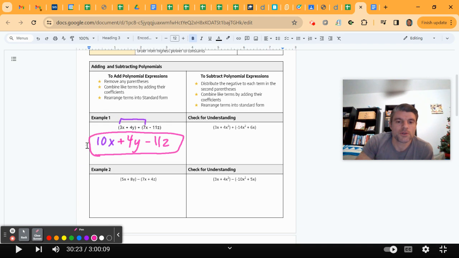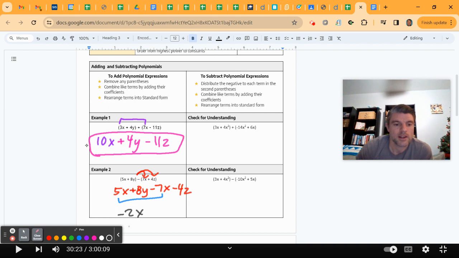Take a look at example 2. You need to distribute that negative to both terms. It's going to be 5x plus 8y minus 7x, and then change the sign for the 4z to a negative. And then we're going to combine any like terms. So we see the x's again are the only ones that will combine, and we're going to get 5 minus 7, which is negative 2x, and then just bring down the rest.